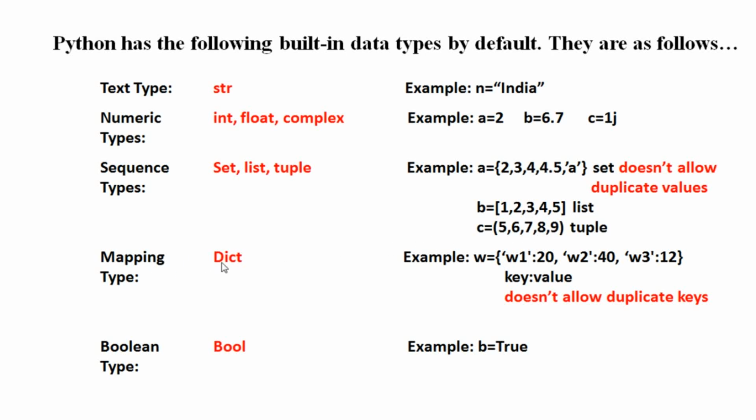Now you have dictionary data type, that is mapping type. We will see the work of dictionary in our IDLE window. And final one is boolean. This is a boolean data type. You have to write T in capital. B is equal to True. When you write True, T should be in capital.